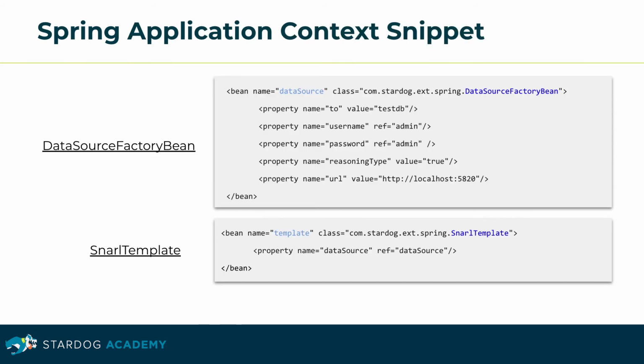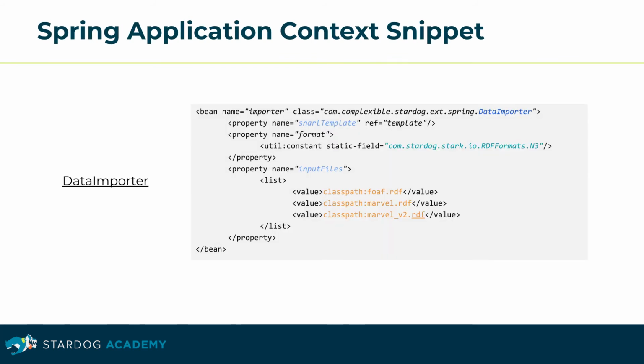So we're looking at a Spring application context in the traditional XML format. We have a data source factory bean that takes in things like the database name, credentials, whether reasoning should be on or off, the server URL, all as properties. The data source factory bean then gets injected into our Snarl template, which will end up as the bean that you'd want to inject into your business objects.